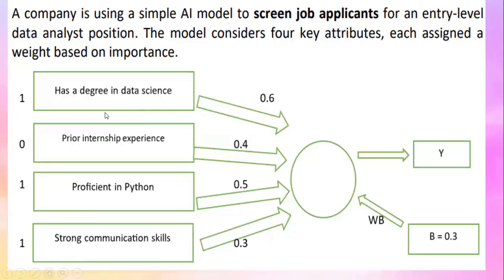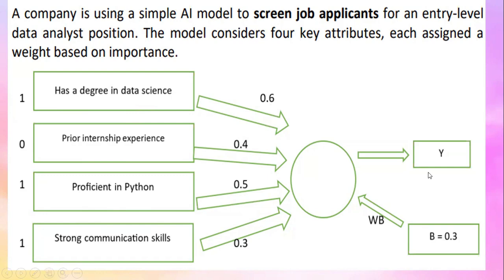Let us see the question here. A company is using a simple AI model to screen job applications for entry level. For this, they have taken 4 inputs: the applicant has a degree in data science, has prior experience, is proficient in Python, and has strong command over the subject. These are the 4 inputs, referred to as 1, 0, 1, 1, as it is a binary format. Every input and its corresponding weight is mentioned here: 0.6, 0.4, 0.5, 0.3, with the constant bias value as 0.3.